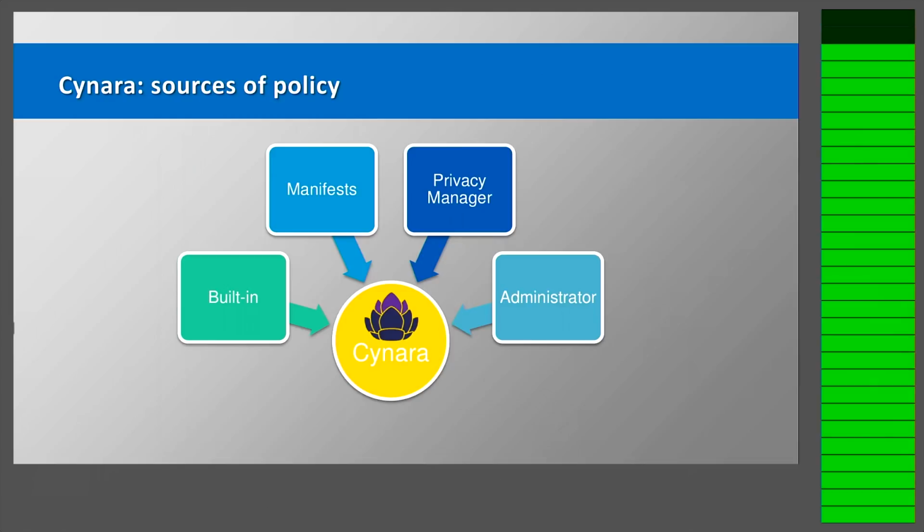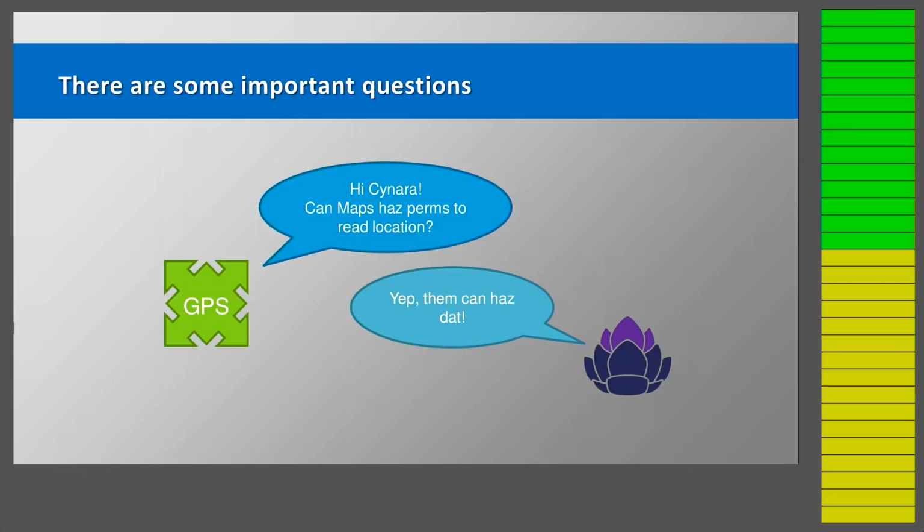So how does Cynara know the answers? First of all, we can have some sane, built-in defaults in the system. We can have manifests, so if you know the concept of Android, the application can come with predefined manifests that declare the accesses they would need, and the privacy manager and administrator can alter the policy online. There are these questions in the systems, as I said before.